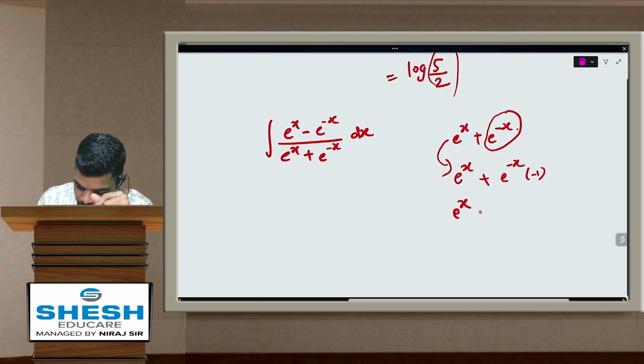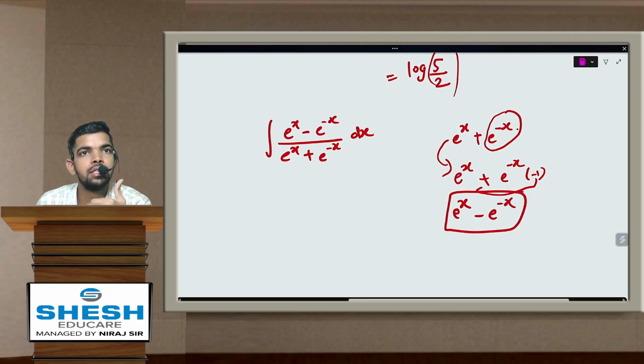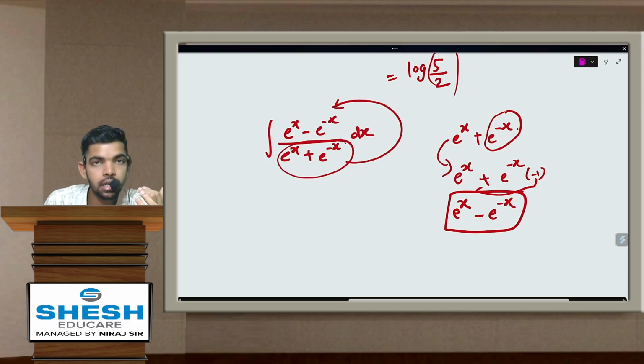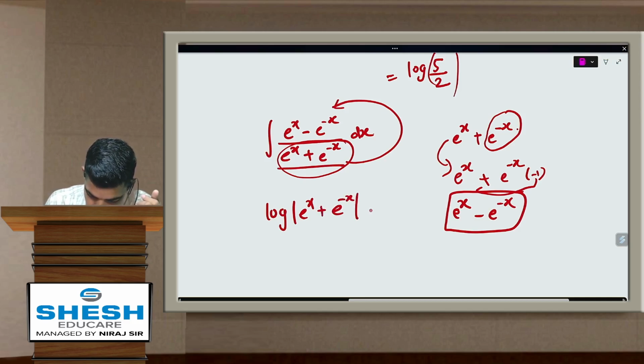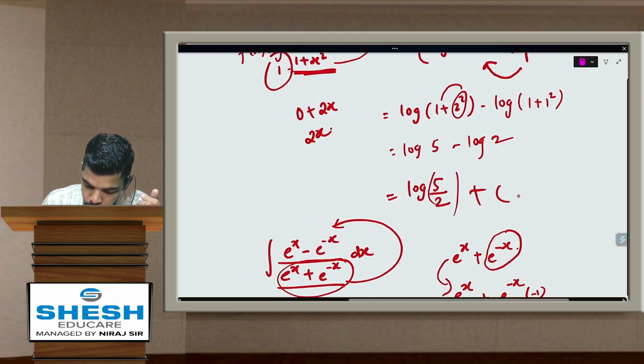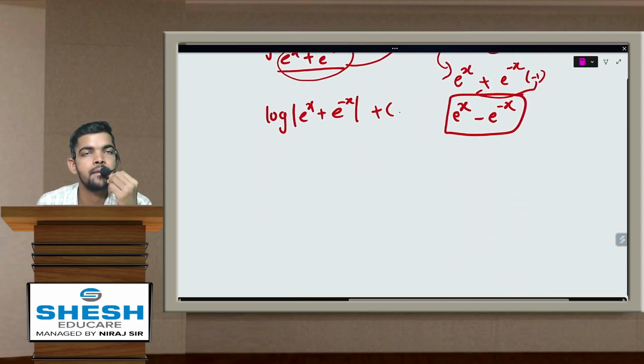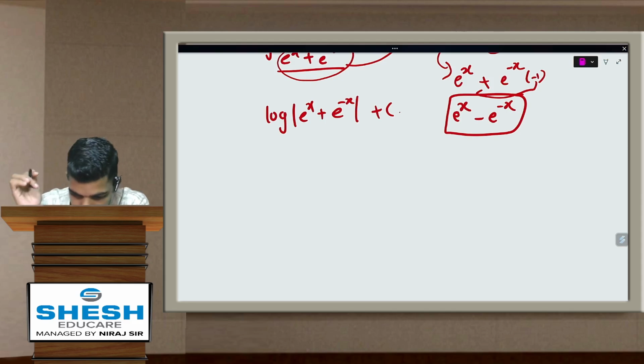e to the power x, minus 1 into minus, plus, minus e to the power minus x. This is coming as e raised to x minus e to the power minus x. So this is the function, and where is its derivative present? In the numerator. So what will be the answer? Log of mod of the function, which is this, plus c. Everywhere there should be plus c. Yes. This question. We'll do 2 more questions and then we'll stop.